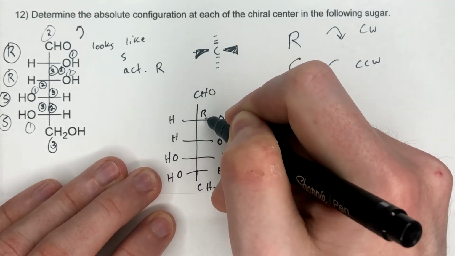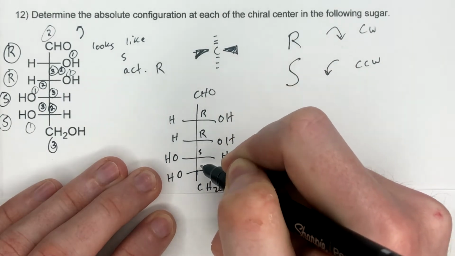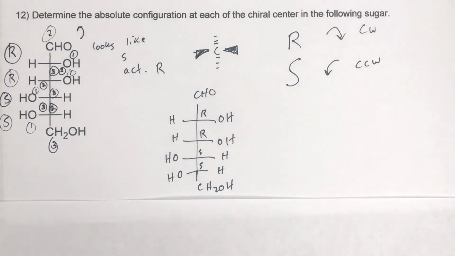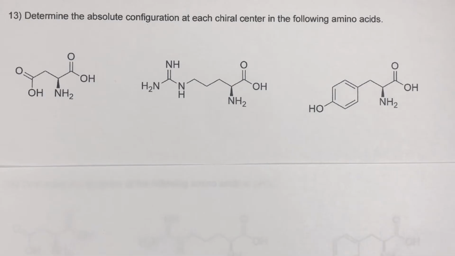Right, so this is R, R, S, S. All right, that is the correct assessment for this particular sugar. All right, moving on. Here we have our next set of questions.